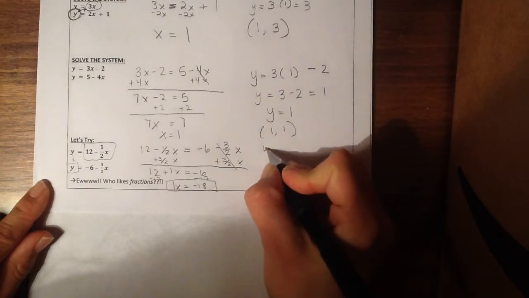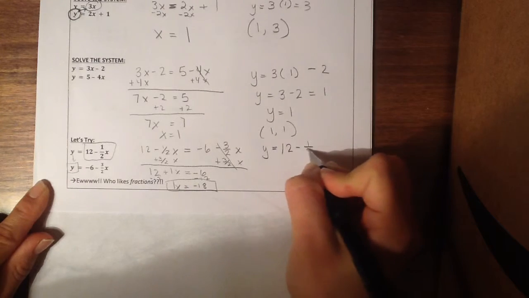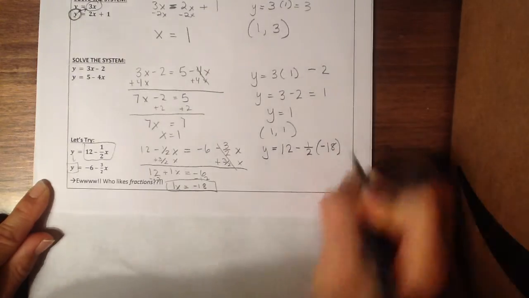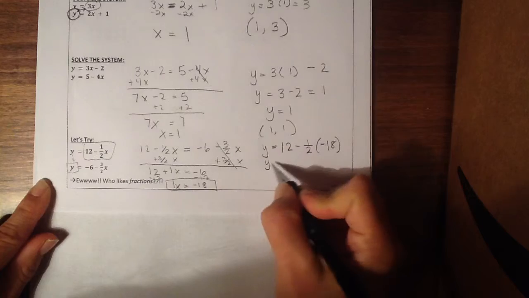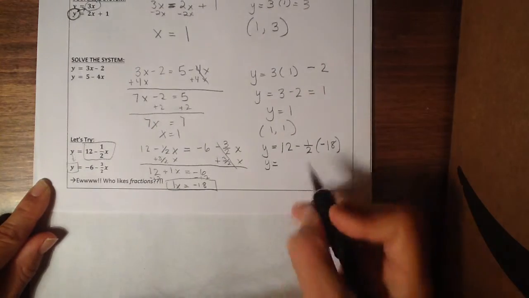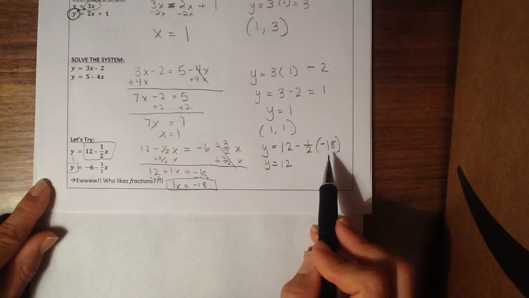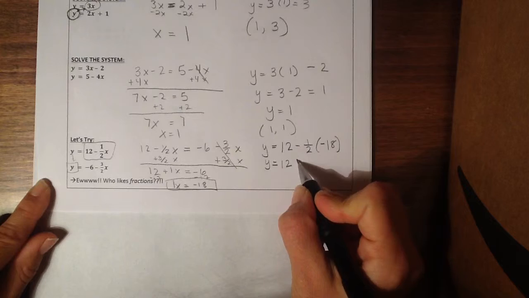So I'm going to use my first equation. y is equal to 12 minus 1/2 times x. Well, x is equal to negative 18. Continue to solve, and you get y equals 12 minus 1/2 times negative 18. These two negatives are going to make a positive.